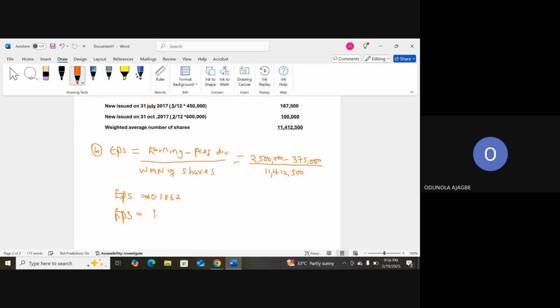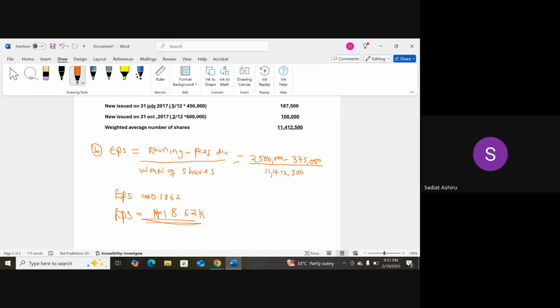If you multiply with 100, what do you have? 18.62. That means it is 18 naira 62 kobo. So that is how we do it. That is how we do the calculation. If you have it like that, you multiply with 100.